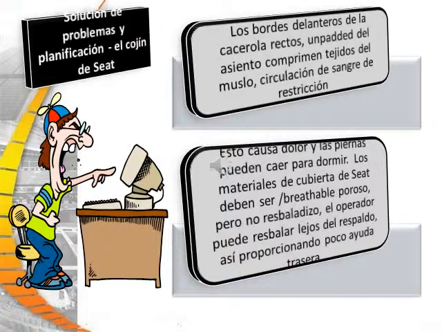Straight and unpadded seat pan front edges compress thigh tissues, restricting blood circulation. This causes pain and legs may fall asleep. Seat covering materials should be porous and breathable, but not slippery. The operator may slide away from the backrest, providing little back support.